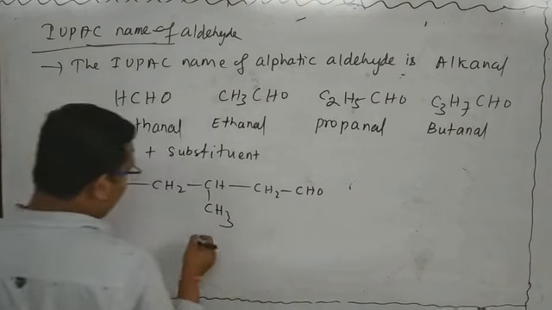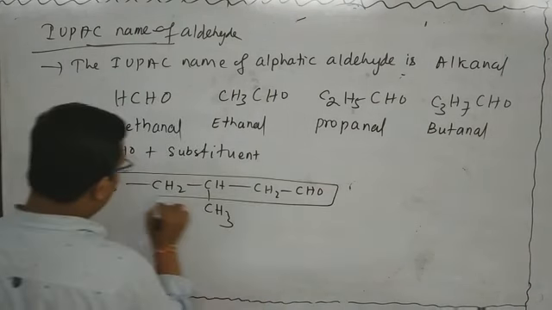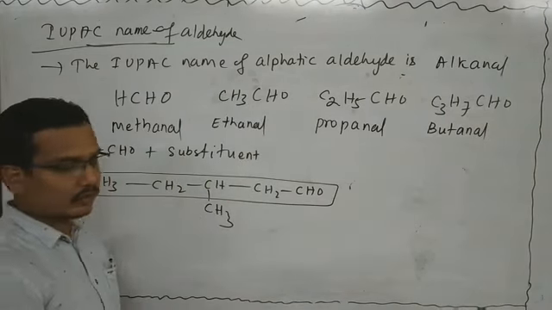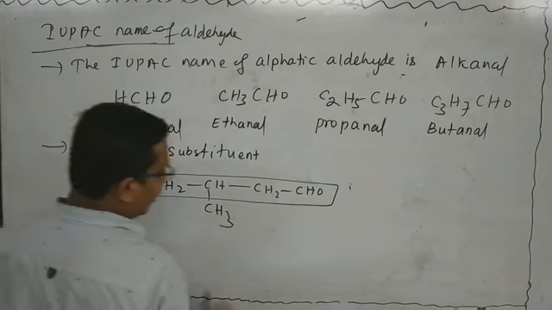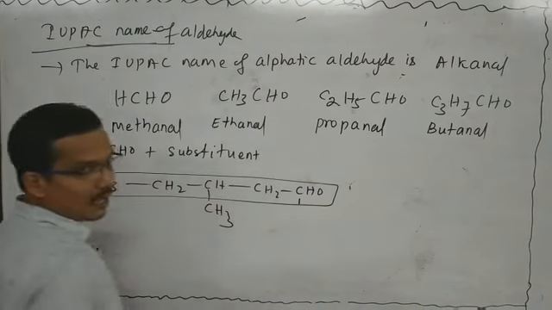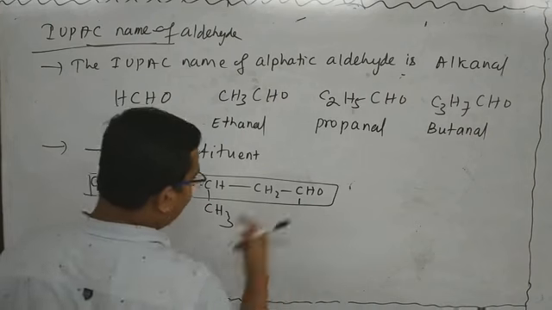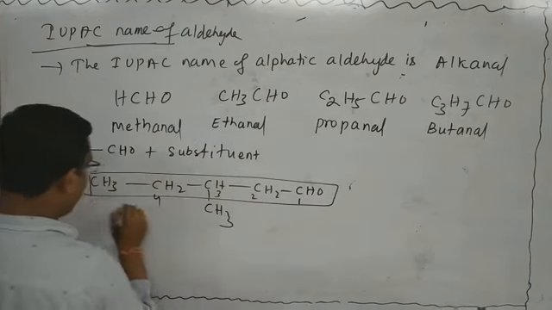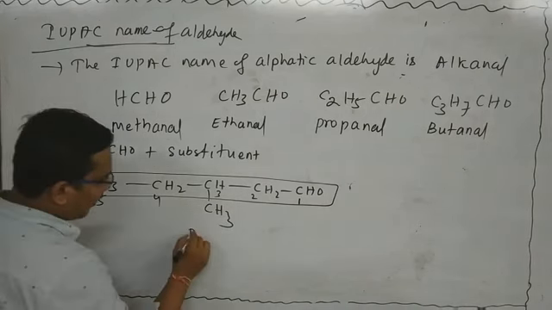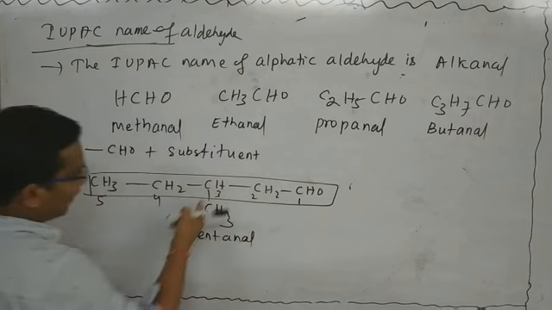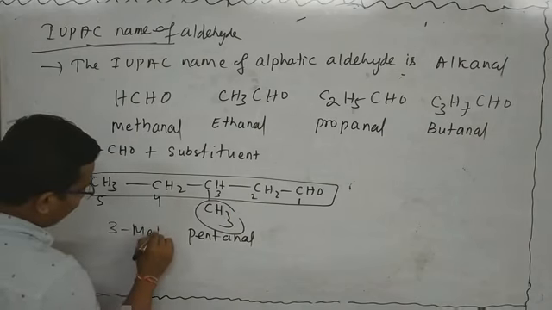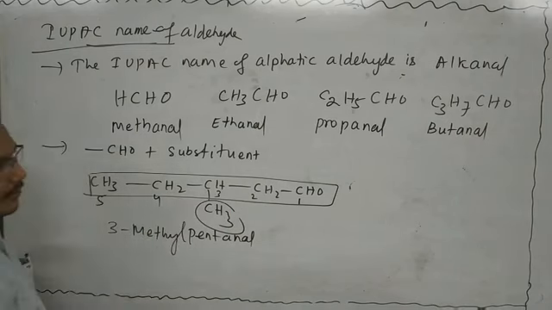If you think about the name of this compound, first this is your long chain, which we already discussed in the first course, you know very well. This is your long chain, and the numbering starts from this end because it is the functional group of aldehyde. It contains carbon 1, 2, 3, 4, 5. Since 5 carbons are present in the long chain, the name is pentanal, and the one methyl group is present at the 3 number carbon, so the name is 3-methyl pentanal.